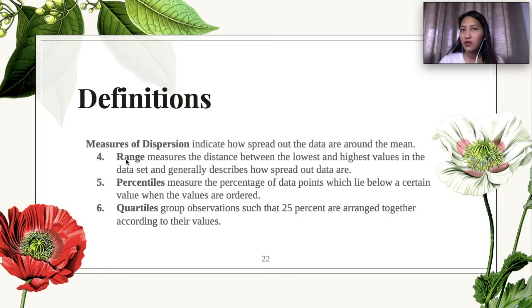Now, let's proceed to another term, the measures of dispersion. Meron tayo dyang range, percentiles, and quartiles. These are another types of measures of dispersion, by the way, aside from standard deviation, variance, and coefficient. Meron tayong range, percentiles, and quartiles. So, yung range measures the distance between the lowest and the highest values. Madali lang itong kuhanin. Ang percentiles measure the percentage of data points which lie below a certain value when the values are ordered.